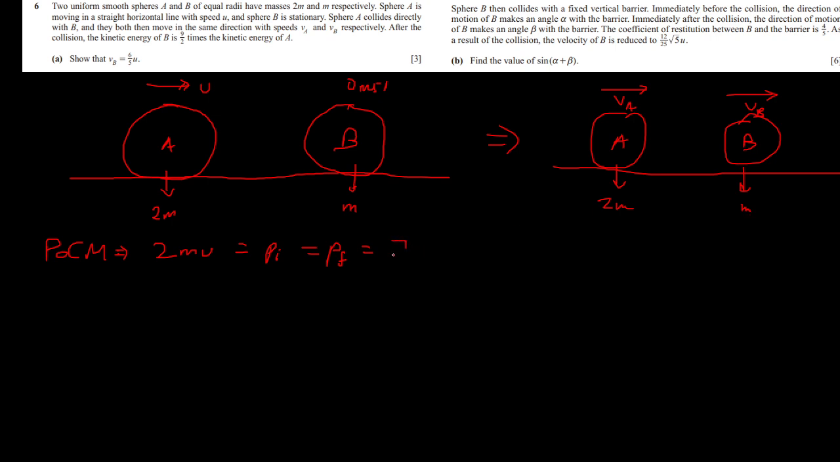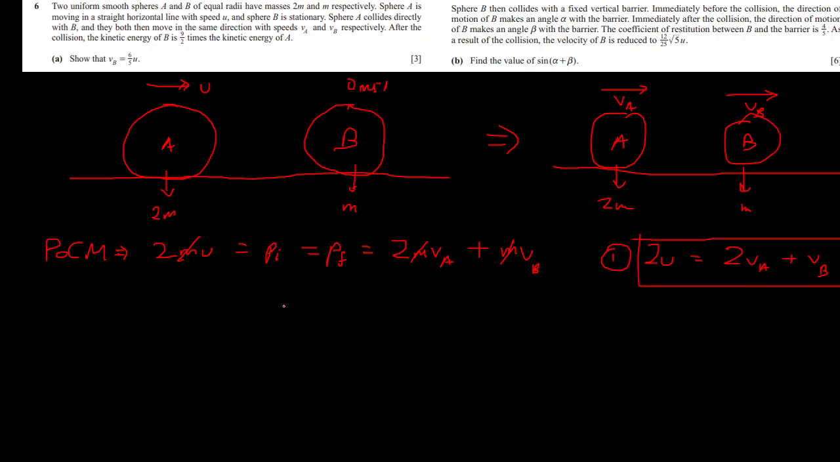So in the final momentum, it will be 2mVA plus mVB. Okay, sorry, not minus, plus, my bad. But yeah, this would be the total momentum since both are in the same direction. So now we got a formula, 2mu equals 2mVA plus mVB. If we just cancel out all the m's, we would get our very first formula. 2u equals 2VA plus VB. This is the very first formula that we can apply.